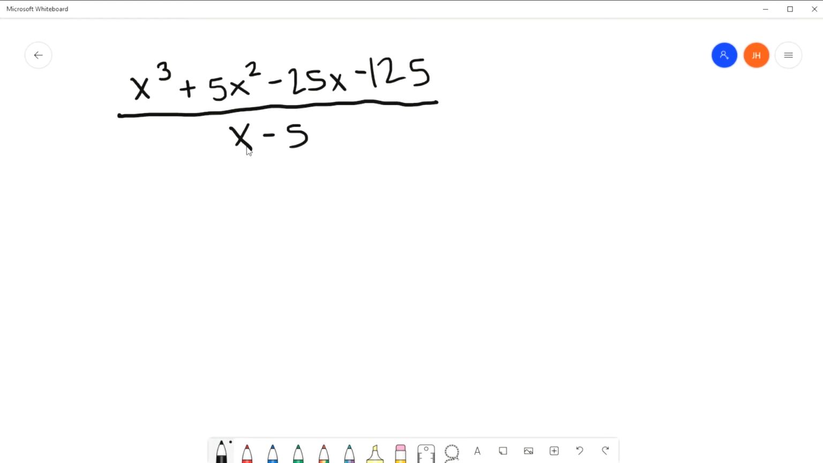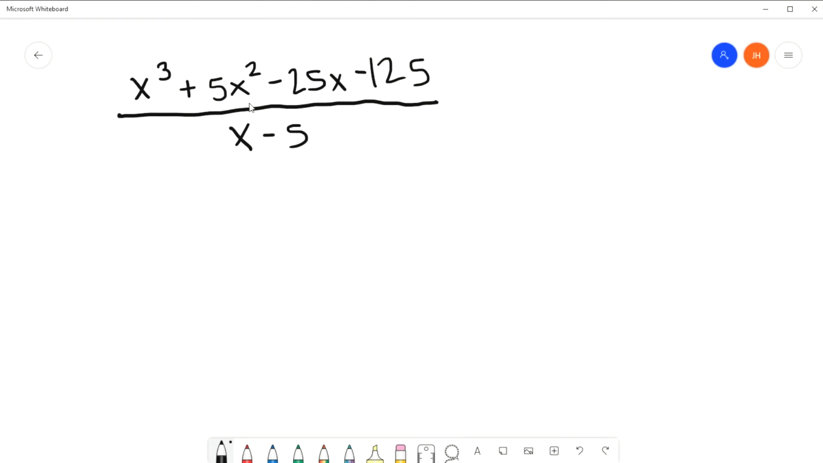So the last thing that I need to do in order to factor this higher degree polynomial, x cubed plus 5x squared minus 25x minus 125, is to just actually factor it. Something that you may or may not have noticed by now is that factoring is very similar to division. So I want to take my polynomial and divide by x minus 5, because that is the factor I'm trying to pull out.